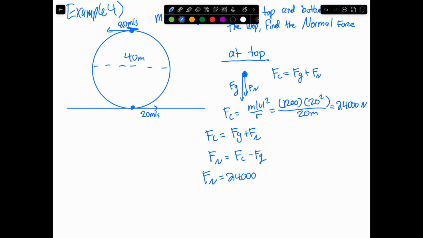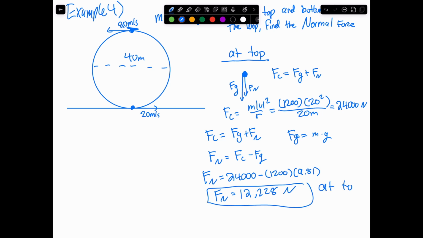Well, we do. As you probably know, Fg is equal to m times g, g being the gravitational constant. So we can say that Fg is equal to mass times g, which is 1,200 kilograms, that's the mass, times the gravitational constant, 9.81, and now we have everything we need to find Fn. And if you were to take out your handy-dandy calculator, you can easily find that Fn is 12,208 newtons at the top of the loop-de-loop.